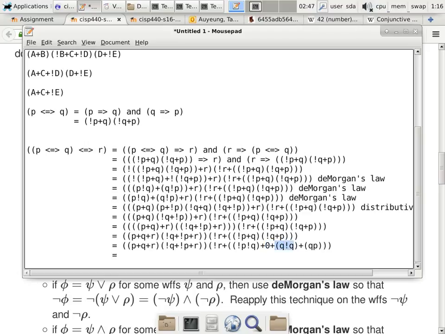And the same applies to Q and not Q. It has to be false. But when you have a disjunction operation, anything or false is just anything, because false is the identity of disjunction. So now we get rid of this guy, we get rid of this guy.